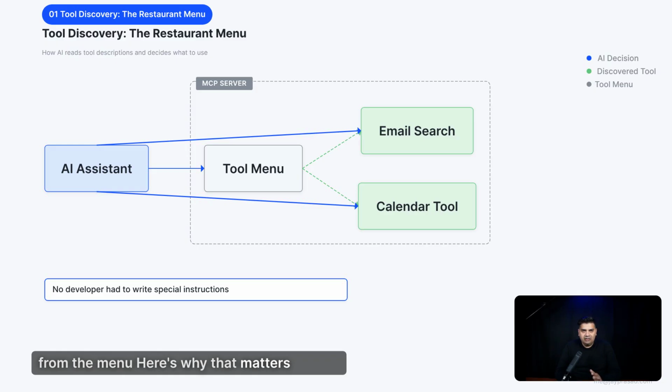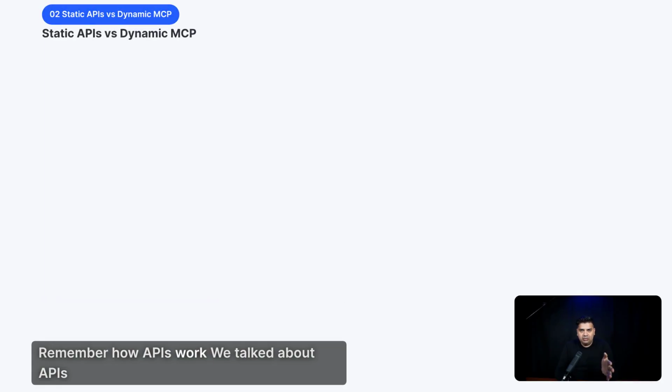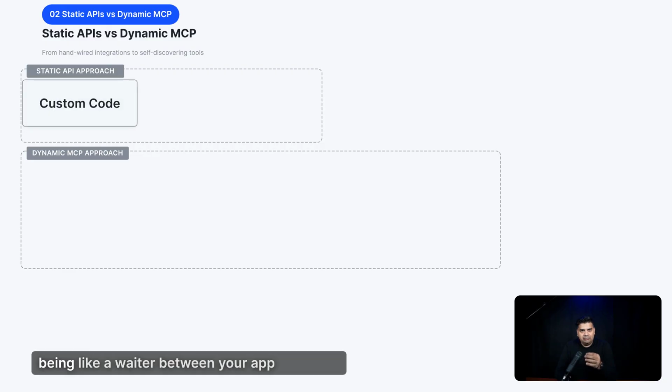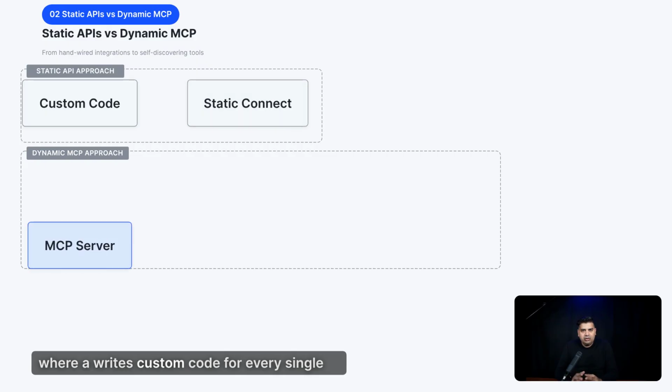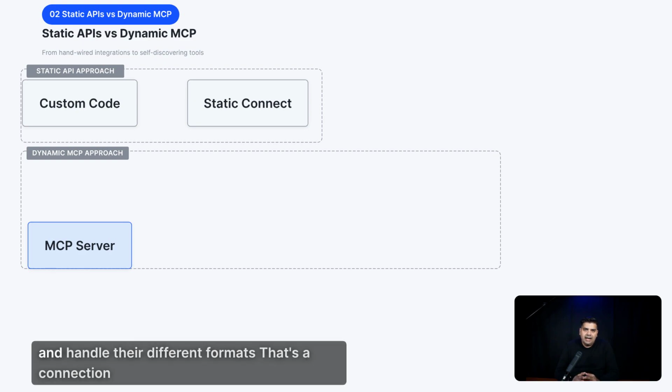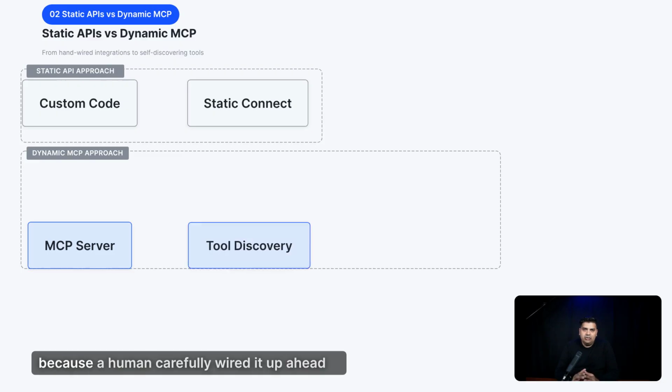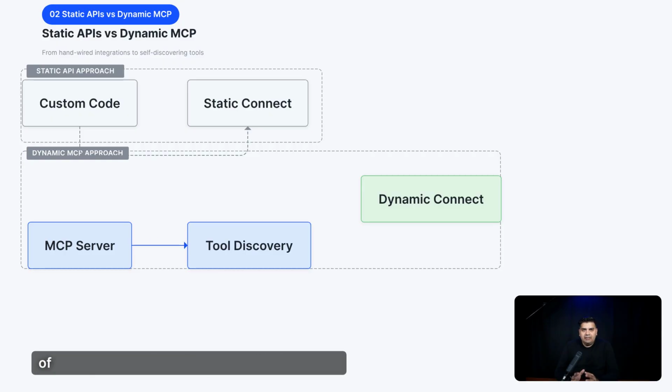Here's why that matters. Remember how APIs work? We talked about APIs being like a waiter between your app and a service, where a developer writes custom code for every single connection. If you want your AI to send emails through one service and check the weather through another, a developer has to study both APIs separately, read their documentation, write unique integration code for each one, and handle their different formats. That's a static connection. It only works because a human carefully wired it up ahead of time.